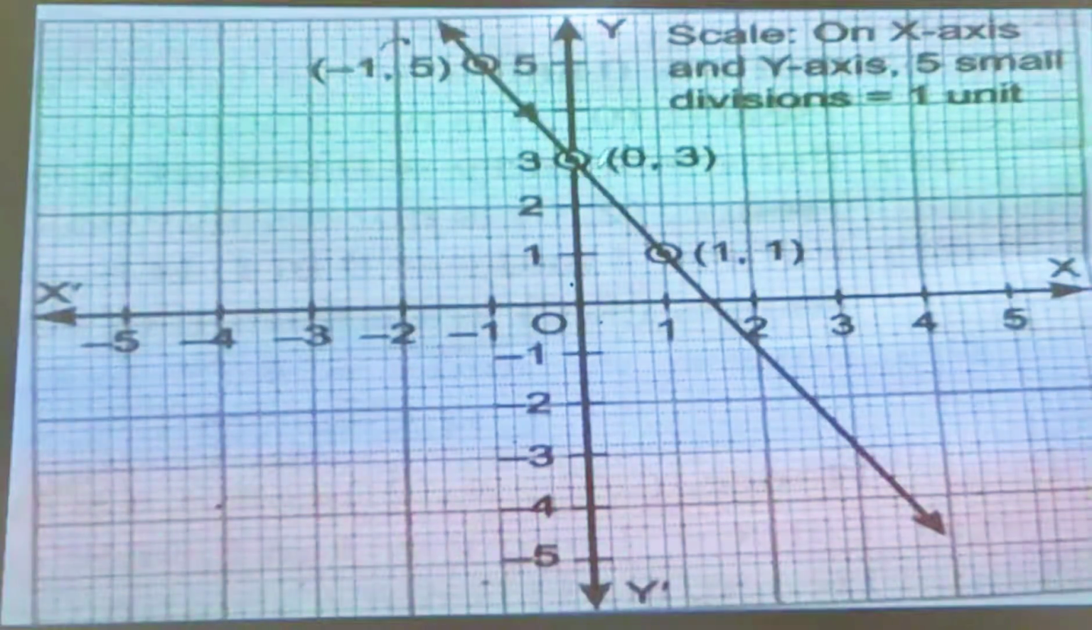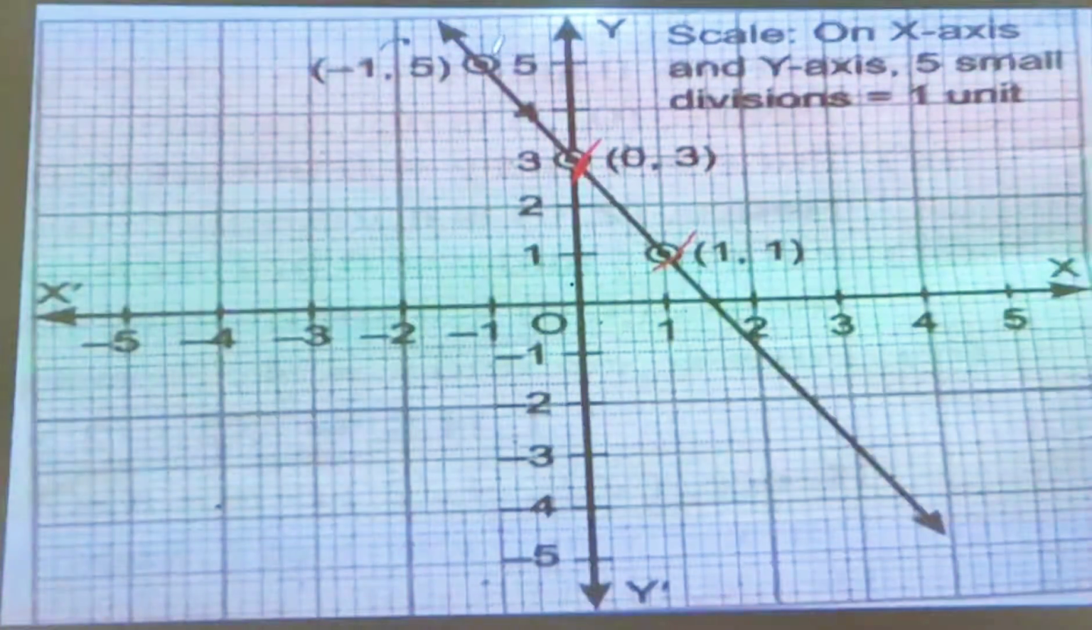The first pair of solution is (0, 3). You know, the x coordinate value is 0, so it will come on the y-axis. So here you can see on the y-axis we have drawn this point. This is our (0, 3). Then another pair is (1, 1). That is x value is 1 and y is also 1. So we get this point. And the third is when x is minus 1 and y we get as 5. So x is negative and y is positive, that is we get the second quadrant. So we plot that point. Here you can see (-1, 5).